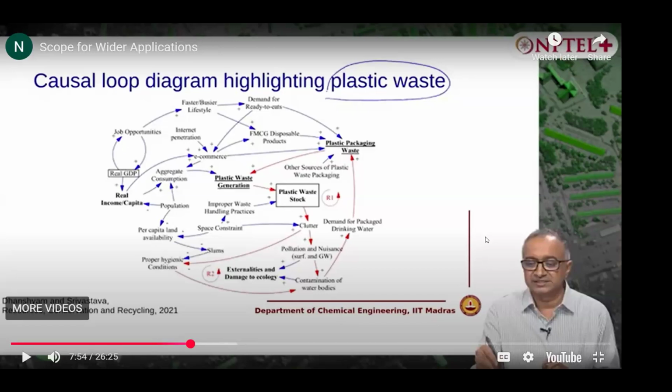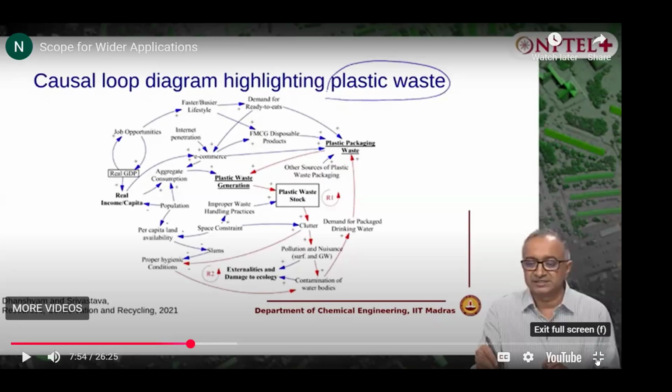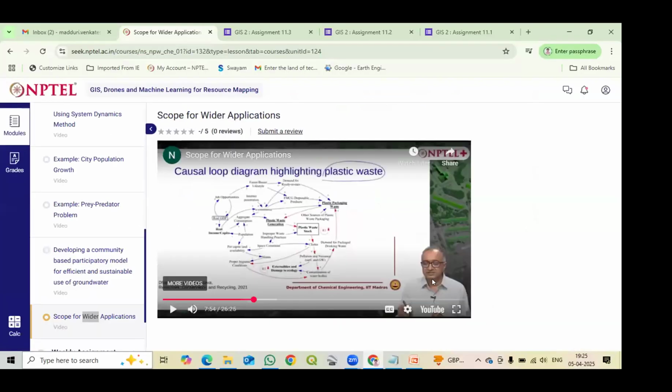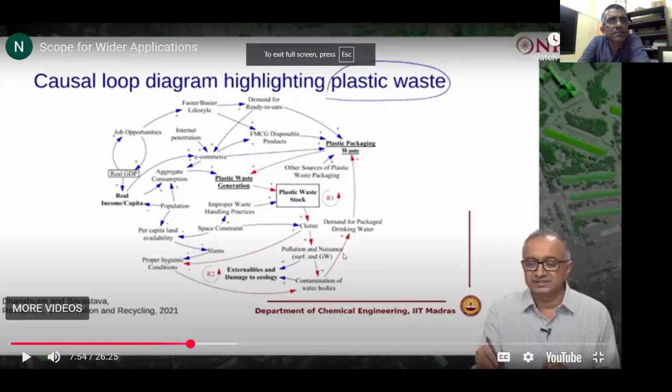Okay. That is a positive. More generation, more stock will be there. More stock. What is that? I am not able to read. Clutter. Is that clutter? Clutter, huh? What does clutter mean? I wonder.